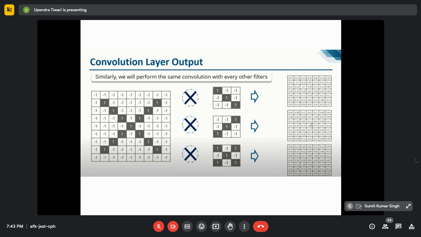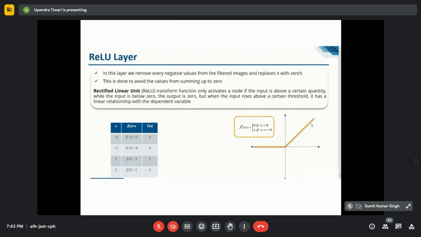And next to this, you will have the ReLU. And what is the job of this ReLU? Whatever negative value we have, we'll just make it 0. If f of x is equal to 0 when x is less than 0, and f of x is equal to x when x is greater than or equal to 0. That means the positive value will remain the same, otherwise the negative value will become 0.